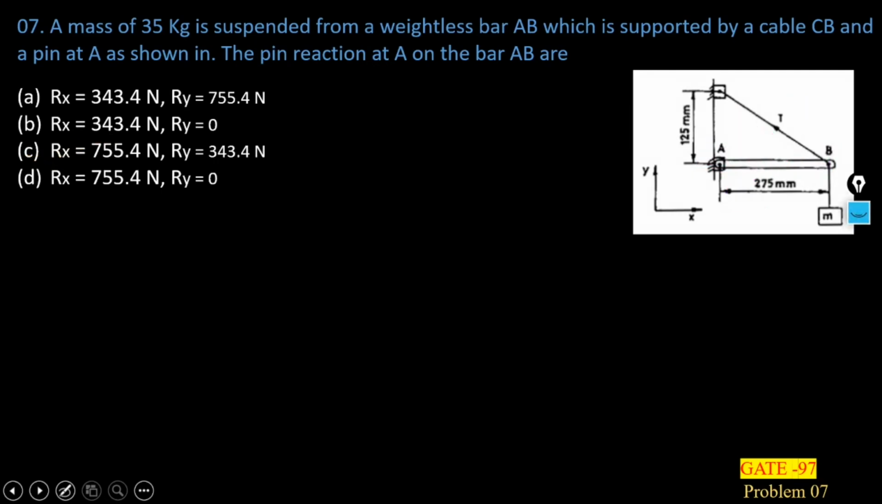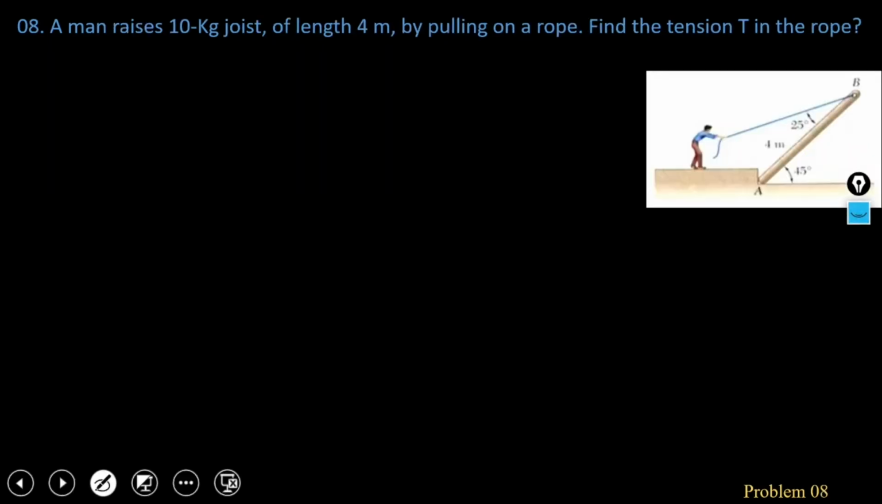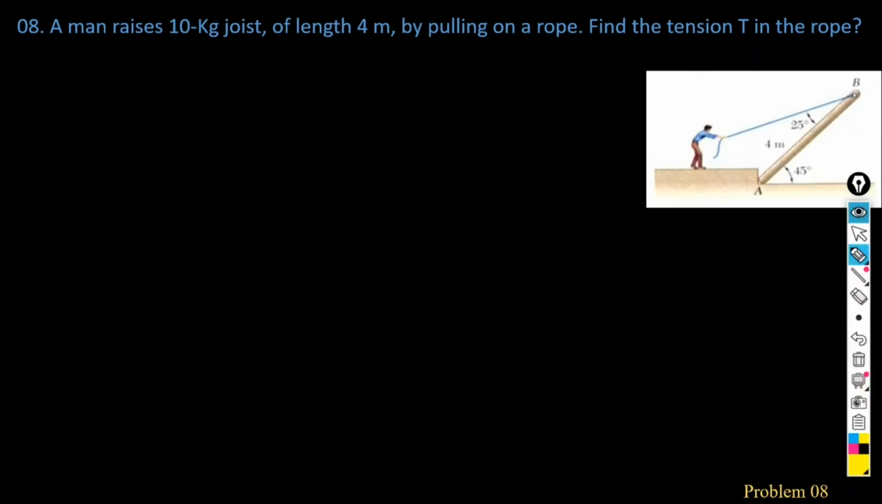Let's take problem number 8. A man raises a 10 kg hoist of length 4 meters by pulling on a rope. Find the tension T in the rope. Let's take the moment about point A. Then the moment due to weight is equal to 10 into 9.81 into the perpendicular length, which is 2 into cos 45.